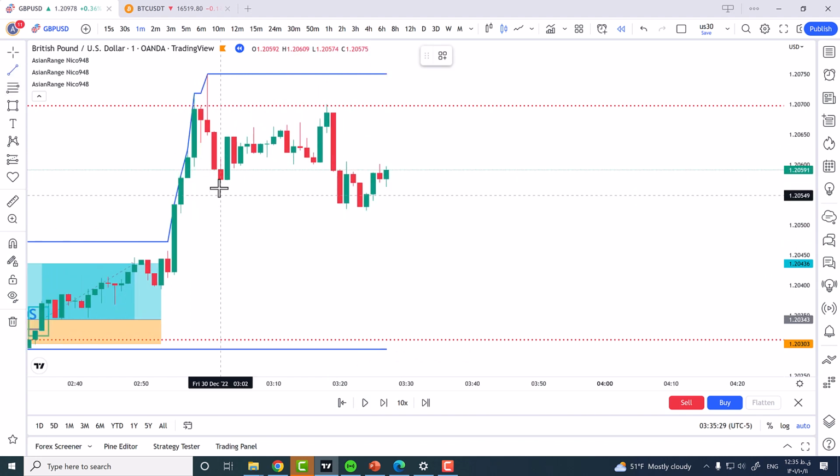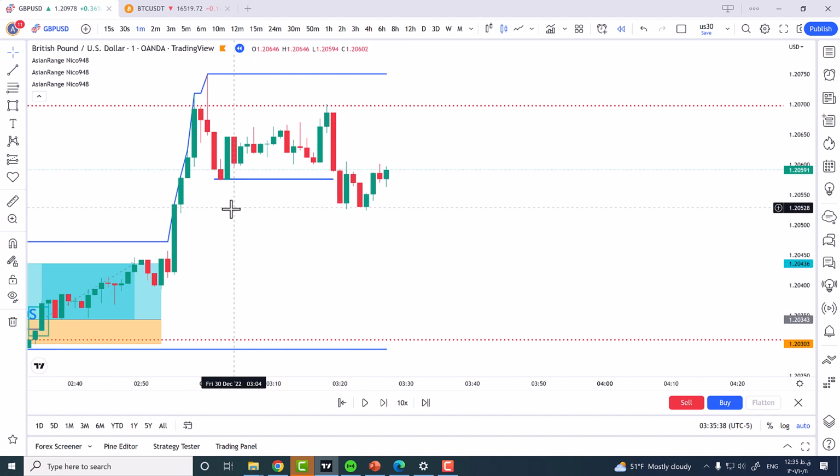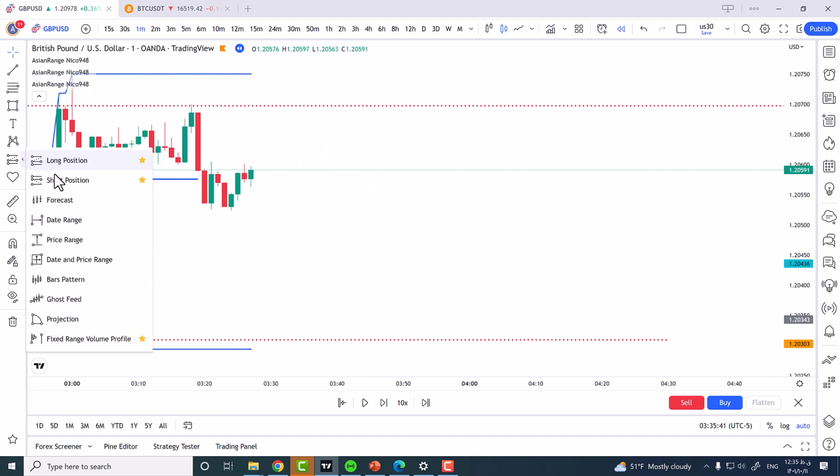Here we have our shift. When we have a big imbalance and we have our internal market structure broken, we have our shift, and my setup is going to be here.